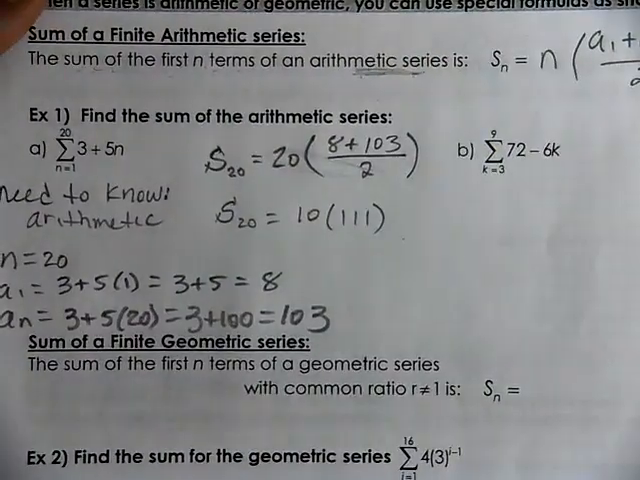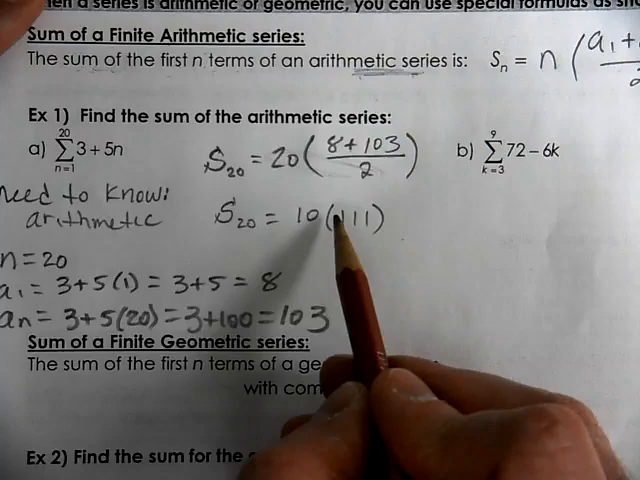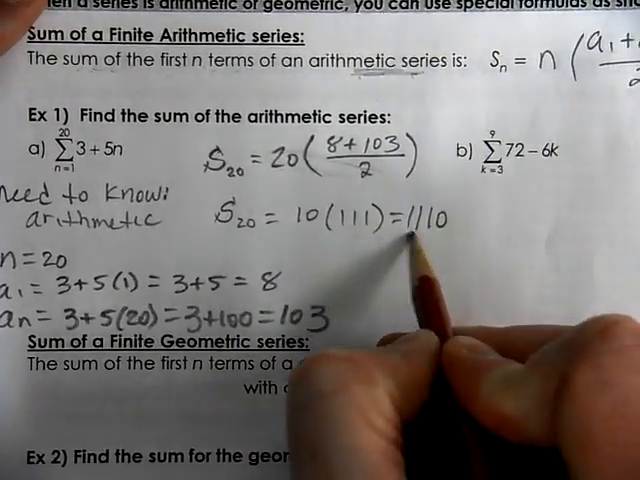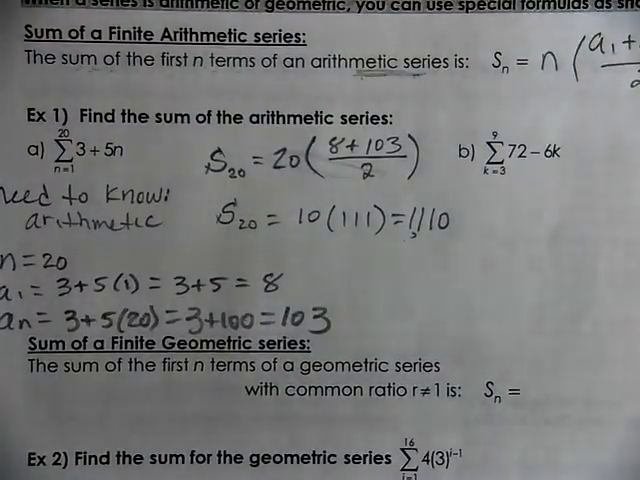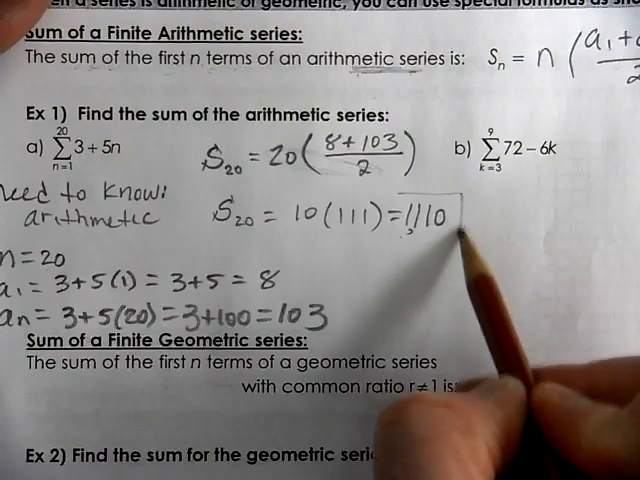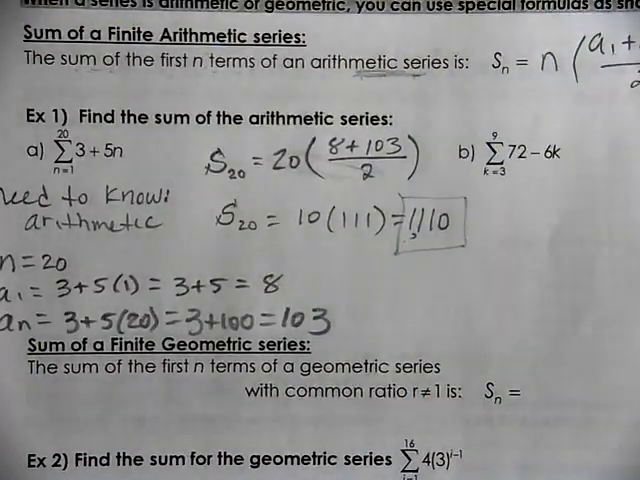That's 111. And then we know that when you multiply a number by 10, you put a 0 at the end. So we have 1,110. That would be the total sum of all of those values.